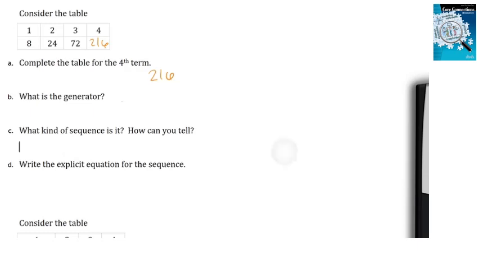What is the generator? I multiply by 3 each time. What kind of sequence is this? This is geometric. How do I know? Because it has a common ratio, right? I keep multiplying by 3. So it's multiplied by the same number repeatedly.